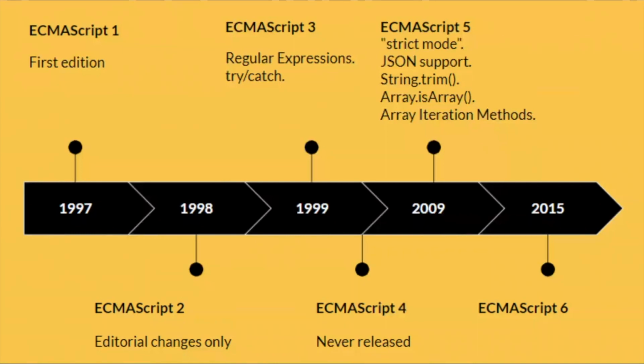Then comes 2009, and that's where ECMAScript 5 was released, or you can say JavaScript 5. A lot of capability got added, like array methods, JSON, and strict mode. And after 6 years, in 2015, ECMAScript 6 was launched. So that's all about the history.